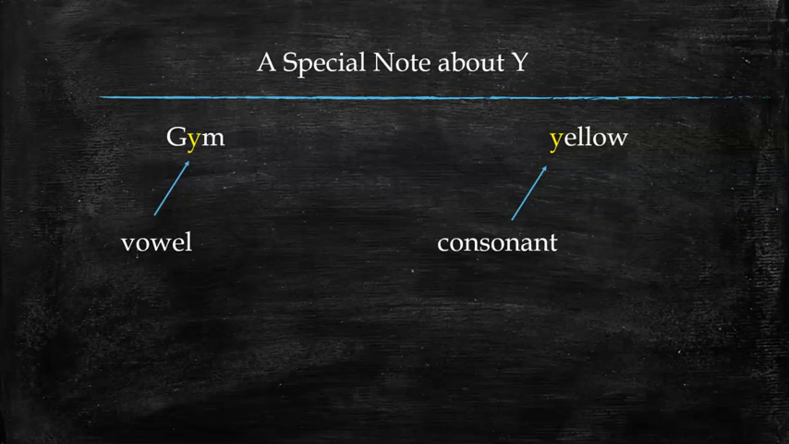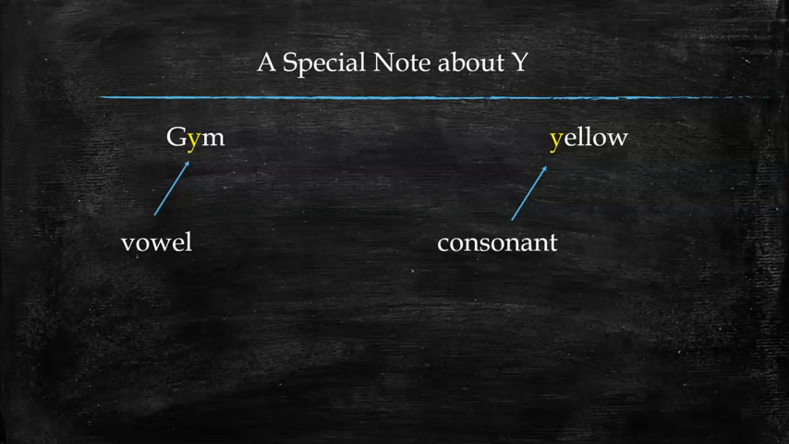And if you notice the sound that it makes, it makes an I sound, just like another vowel. So in this case, it sounds like a vowel and it takes the place of the vowel in this word since there are no other vowels. So G-Y-M is where a Y would be used as an example of a vowel.